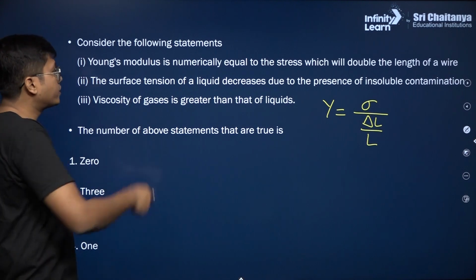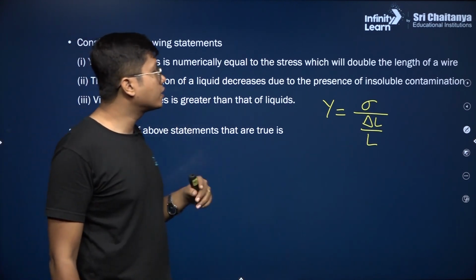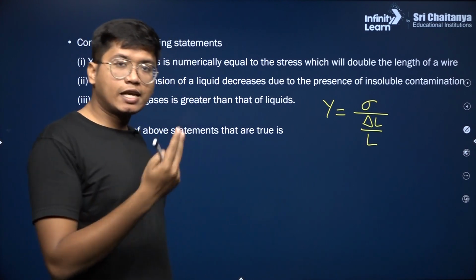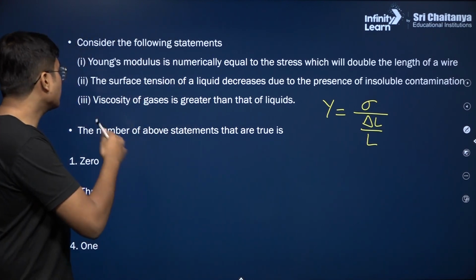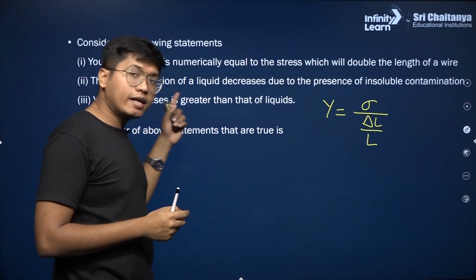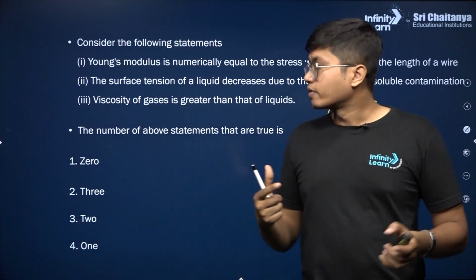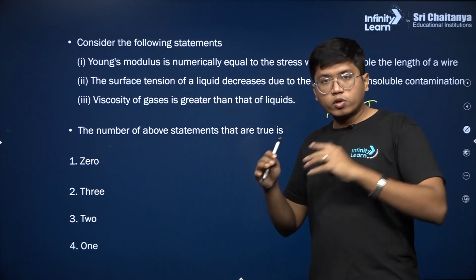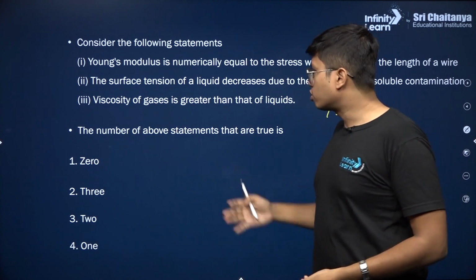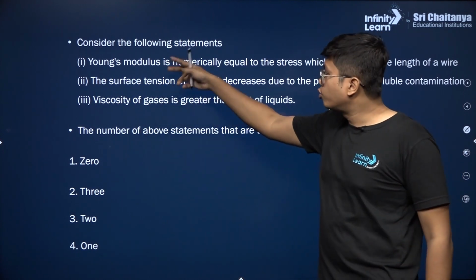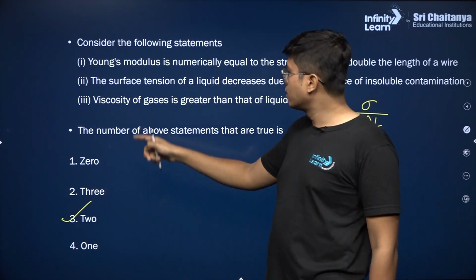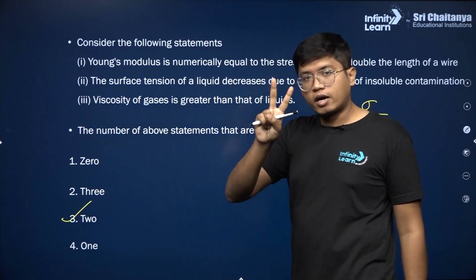Second statement, surface tension of a liquid decreases due to the presence of insoluble contamination. We know this for a fact. So even the second statement is correct. Third one says that viscosity of gases is greater than that of liquids. This is an incorrect statement because gases have much lower viscosity. You know it's easier to move through air than to move through water. So the third statement is incorrect. We have two correct statements, so our correct option is the third option here, which says that the number of correct statements is 2.